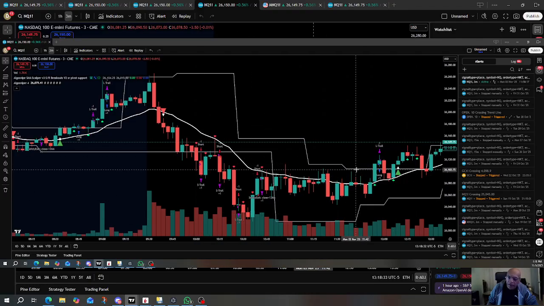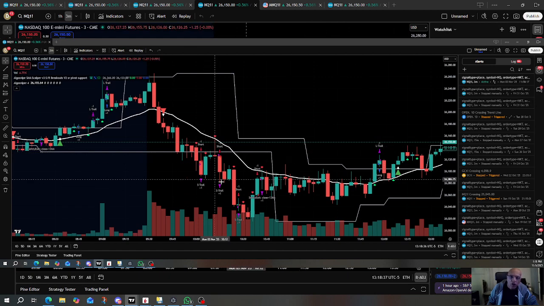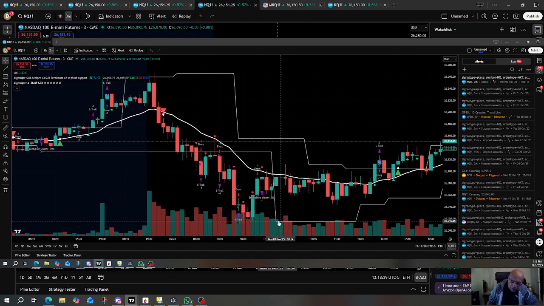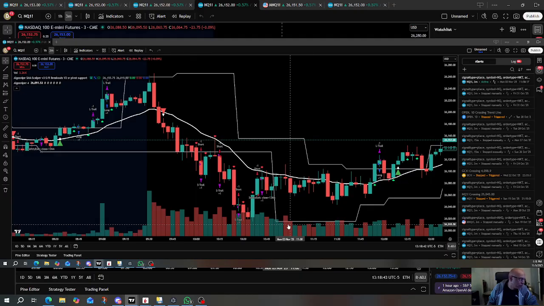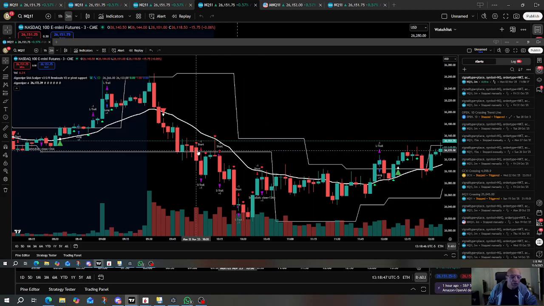Once the price goes back to the upside, you can take a trade. But if the price goes below here, this is another pivot. If the price goes below here, then you can take another trade. You can always pause that software.